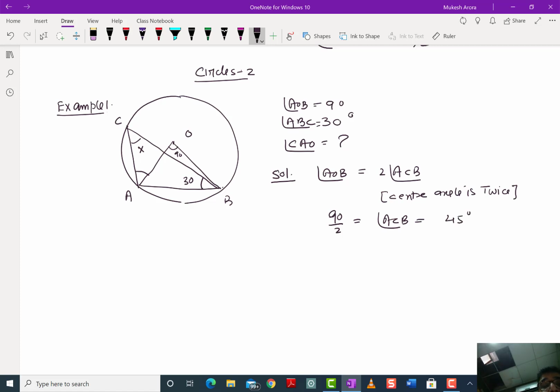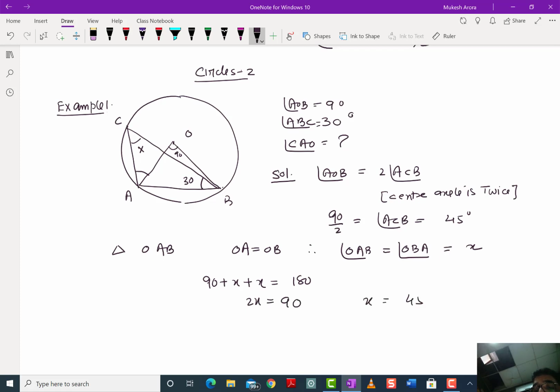Now triangle OAB. OA is equal to OB, therefore angle OAB is equal to angle OBA is equal to X, and 90 plus 2X is equal to 180, 2X is equal to 90, therefore X is equal to 45.